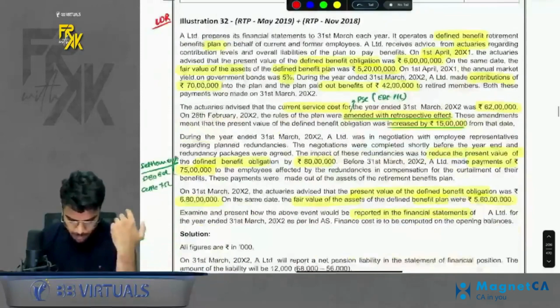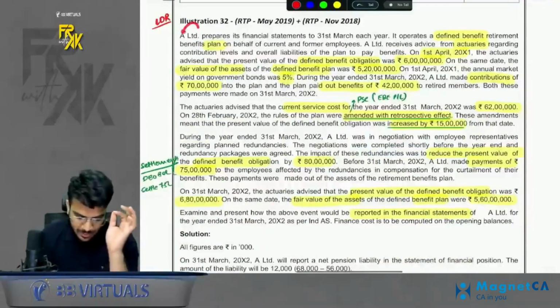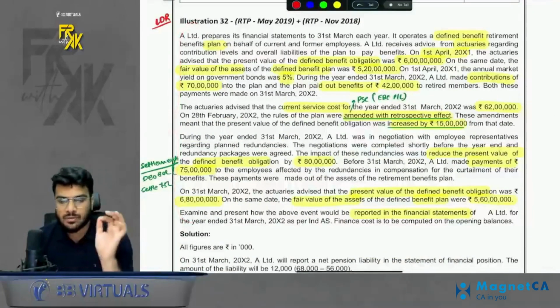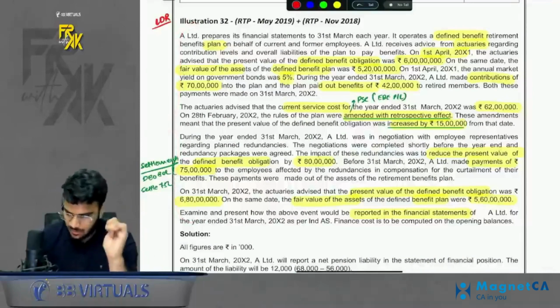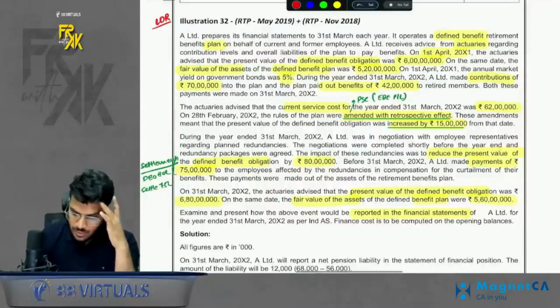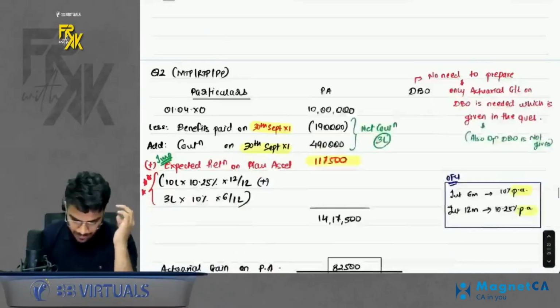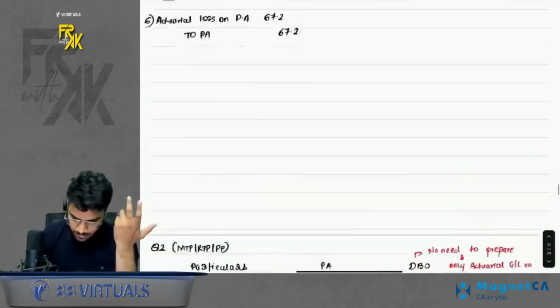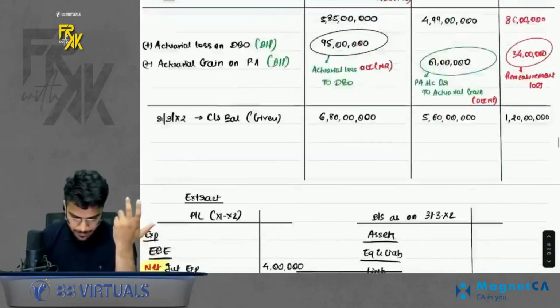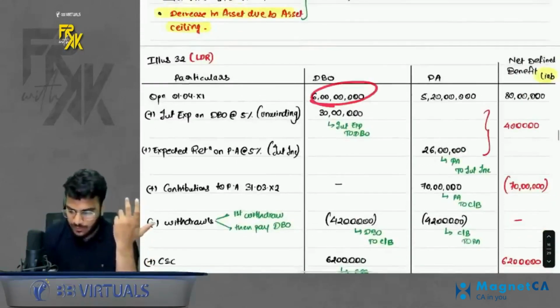Then the next important question, and the most important question, is illustration number 32. This question will cover all your bases. So just see very quickly what is there. DBO is given and plan asset is given, opening balance is given. So what do I do? I write the opening balances first. I will show the solution to you as well.